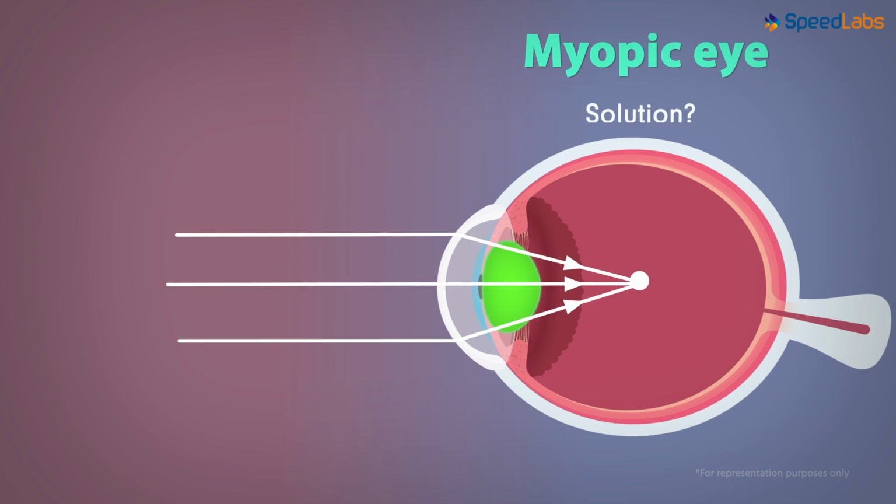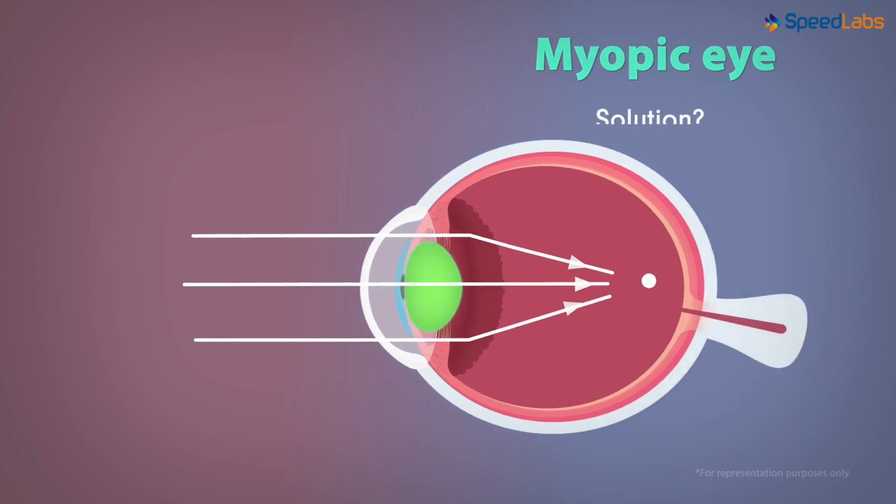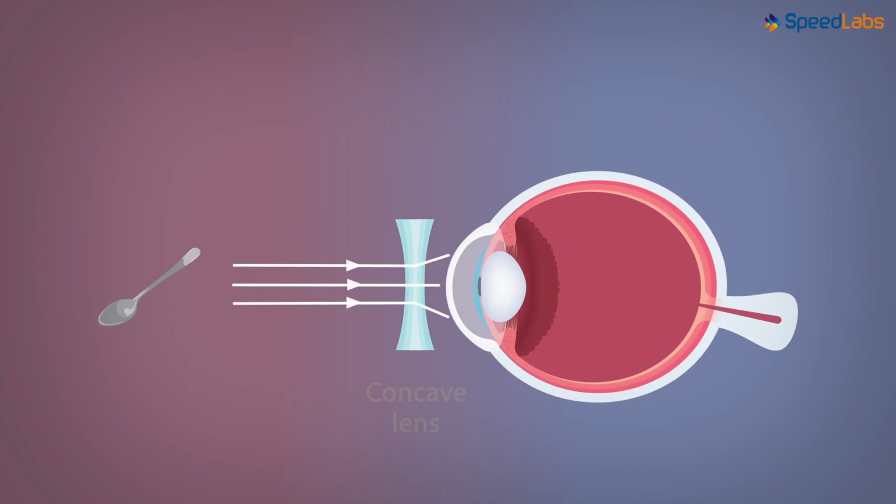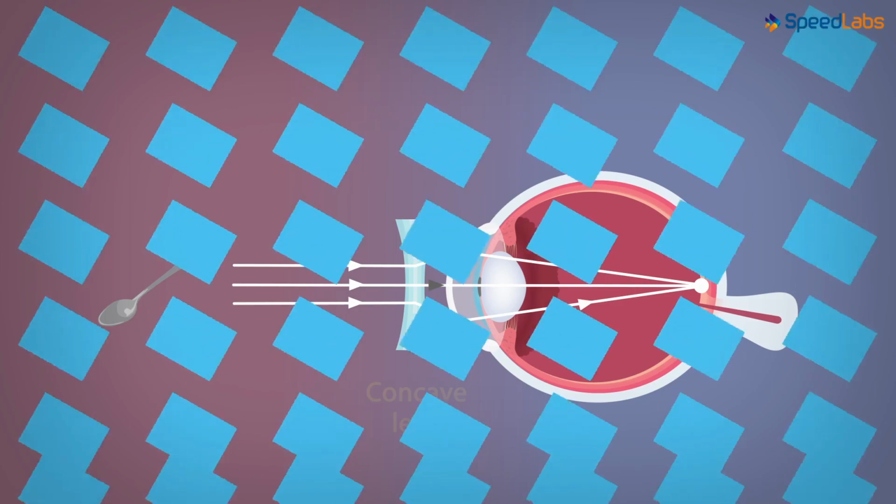So how do we overcome this eye defect? It can be corrected by using a concave lens. We place a concave lens in front of a myopic eye. Why concave lens? We know that the concave lens diverges the light. And these divergent rays fall on the lens at such an angle that they refract and come together on the retina, not in front of the retina. Okay, so that was all about myopia.